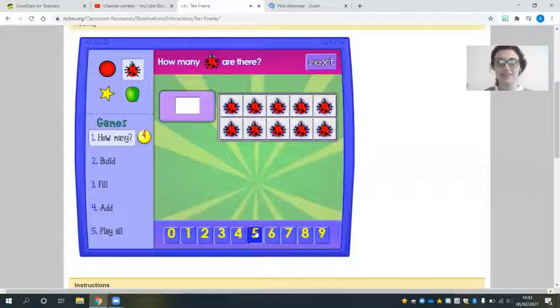Without counting, how many bugs are in my 10 frame altogether? There's 10, and when you do 10, you have to write both numbers, a 1 and a 0. 10.